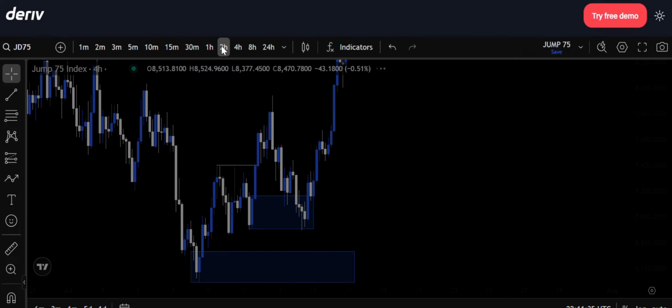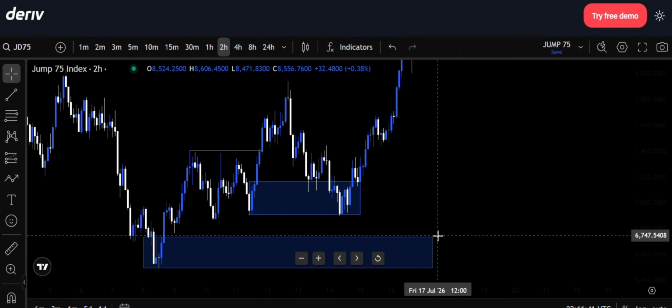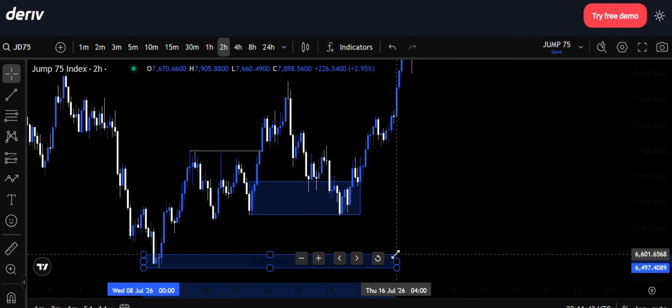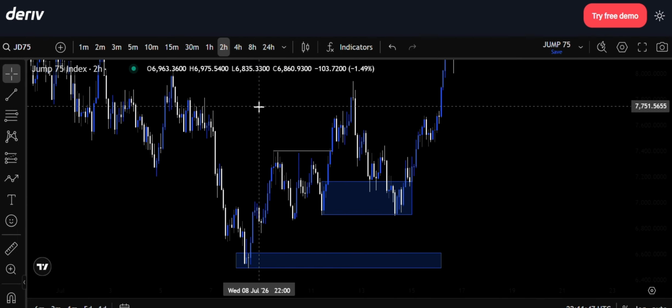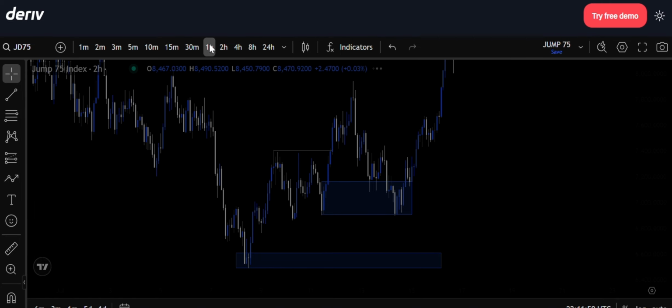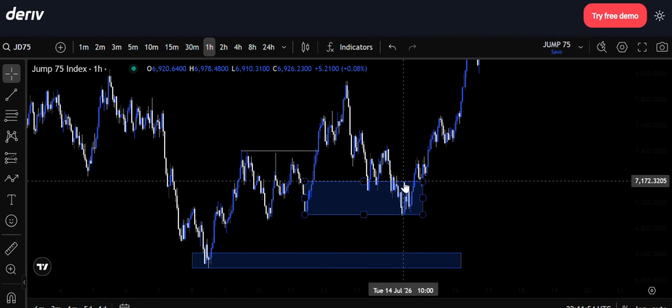So let's refine this. Let's go to our 2 hours time frame and try to refine that zone further. Coming down to our 2 hours time frame, there's nothing to refine here. So let's go to our 1 hour time frame. Remember, we're always looking out for confirmation entry.